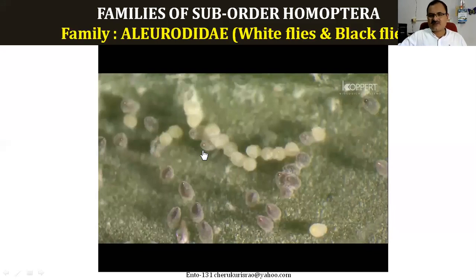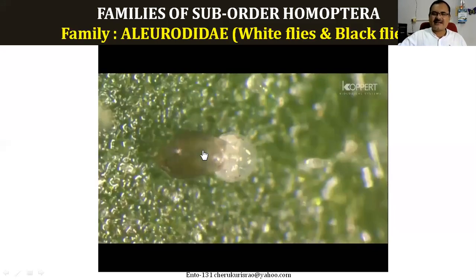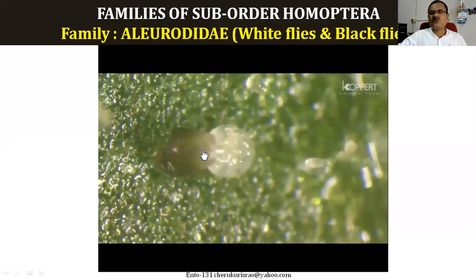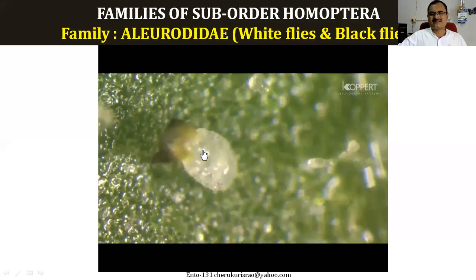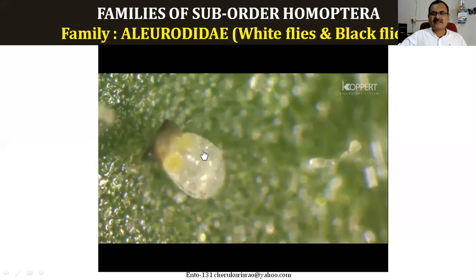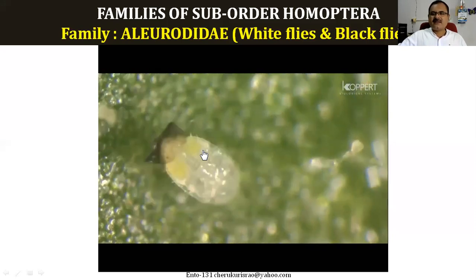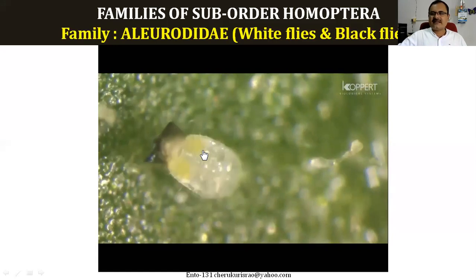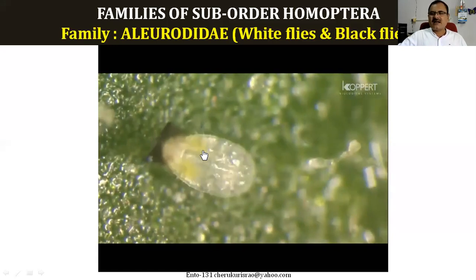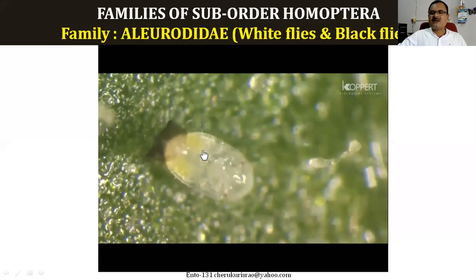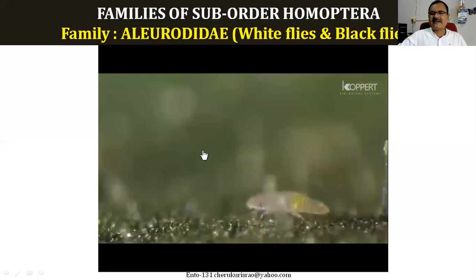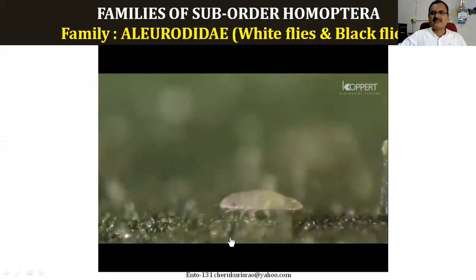And as I told you, the first instars have highly developed legs. They can move from one place to another. That's the reason we call them crawlers. Whereas once they undergo the first molting into the second instar, they lose the legs and become sessile, and they look like some kind of scaly material. Yeah, these are the crawlers actually.